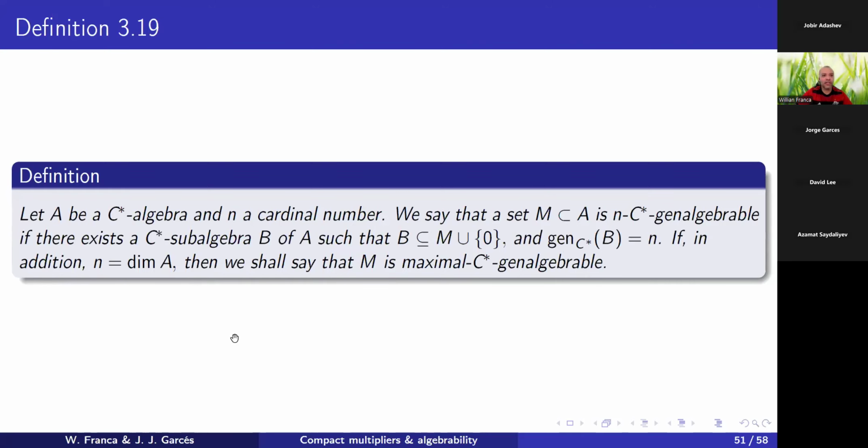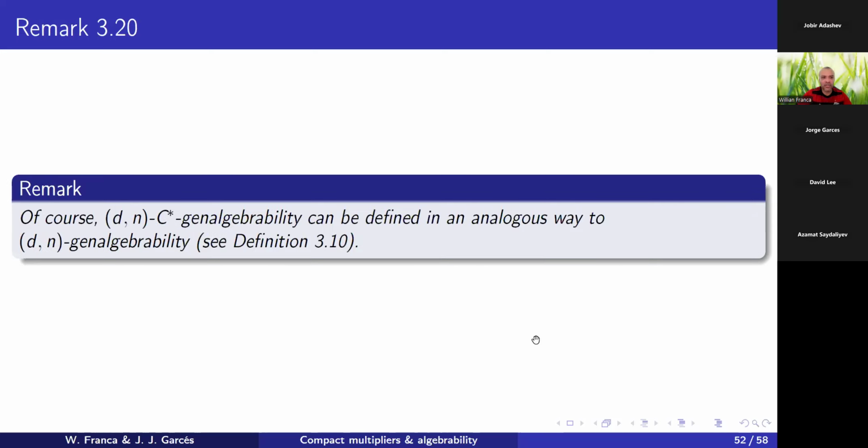Similarly, we can define the concept of N C-star gen algebrability in the same fashion. I'm not going to bore you guys with the details.